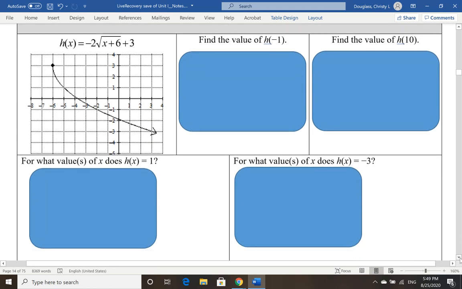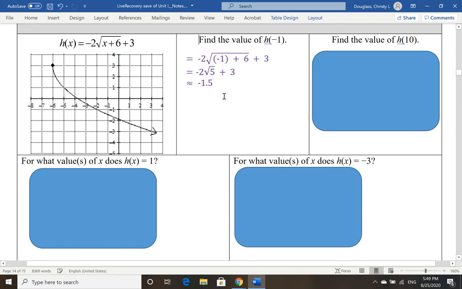Let's take a look at another example. Let's look at this square root function h of x. Find the value of h of negative 1. That means substitute negative 1 in for x into the equation, and then follow your order of operations to simplify.